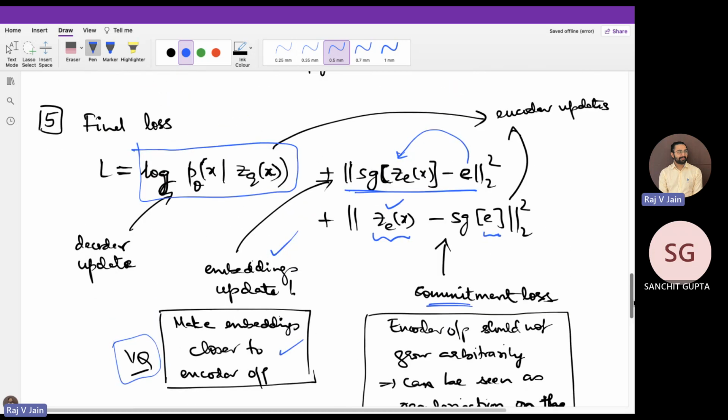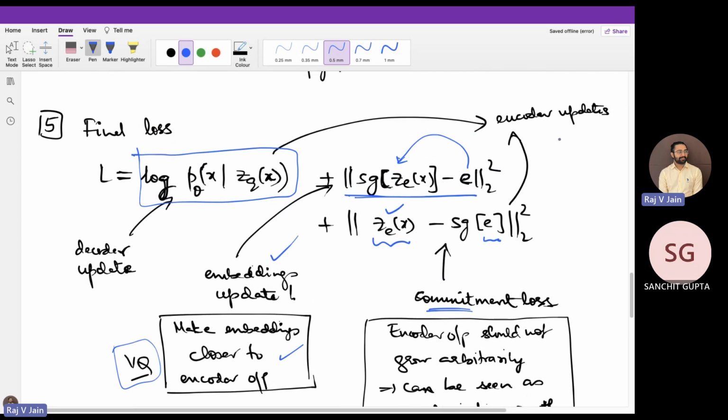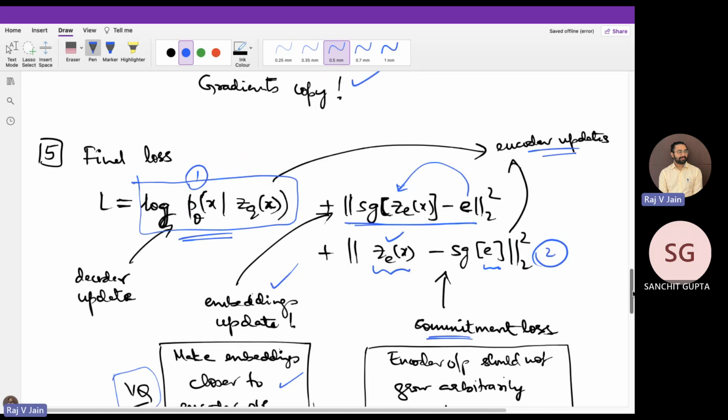That's all they provide as intuition behind this. Therefore, at the end, the encoder gets updated from two terms. One is the decoder output: because of ZQ of x, you get gradients for ZQ of x, those gradients pass to ZE of x, and they update the encoder parameters. It also updates the encoder to make it closer to the current embeddings that we have in training. That's the idea. So this is the final loss function for VQVAE.